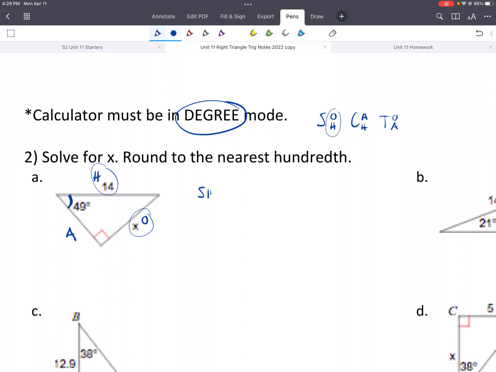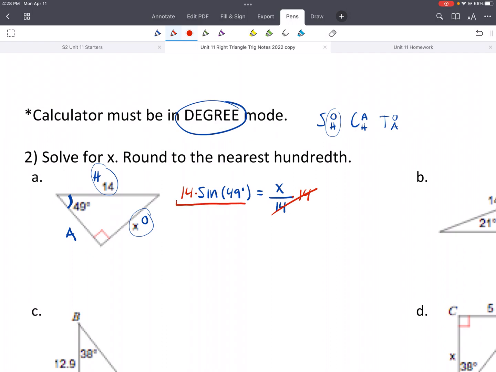So here we've got sine of theta, but now we know what theta is. It's 49 degrees, is equal to opposite, which here is just x, over hypotenuse, which is 14. So this is the easier way, if you have it set up like this, and you don't really have the choice. But here, all we need to do to get x by itself is to get rid of that 14. So we can just multiply both sides by 14, and we get x by itself.